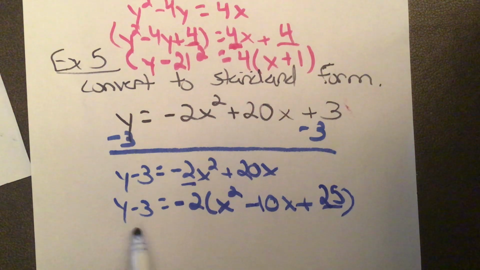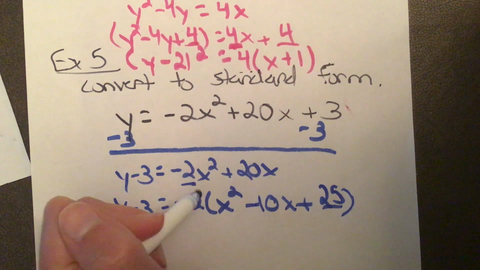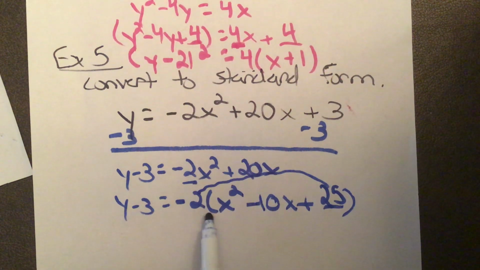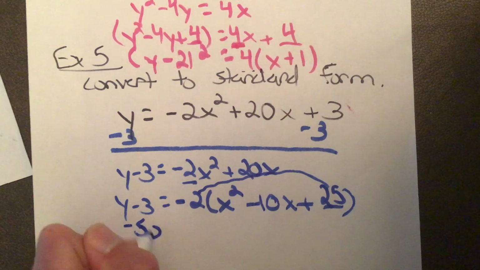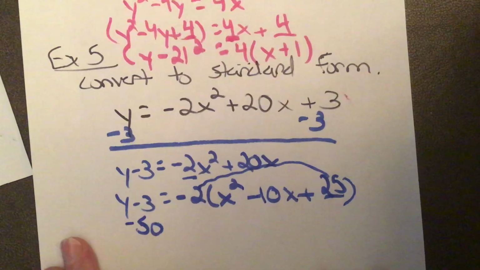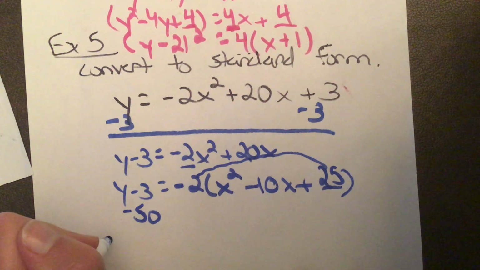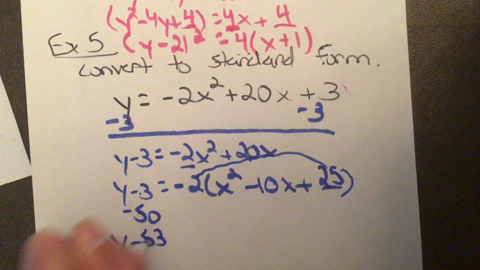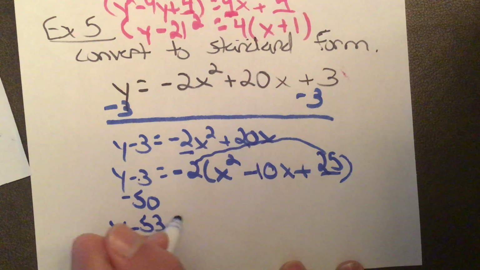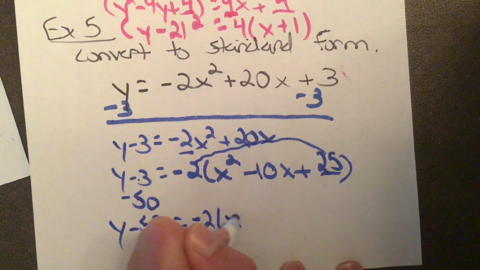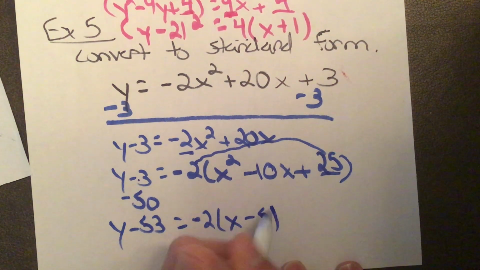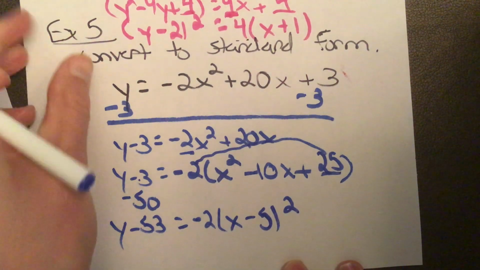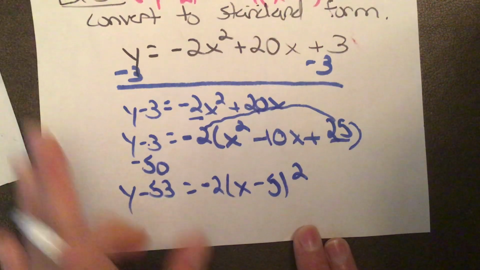Now, remember, I can't just add 25 to the other side here. Why? Because that negative 2 applies. So this is really negative 2 times 25, which is a negative 50. So I'm going to subtract 50 from that side. Just be careful. On this side, I have y minus 3 minus 50, which is negative 53, and this side would be negative 2 times x minus 5 squared.